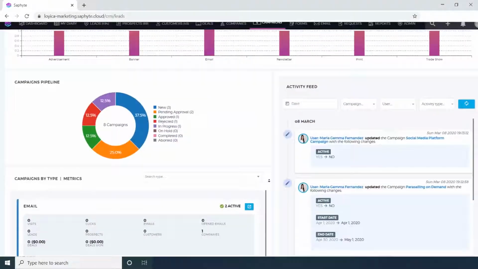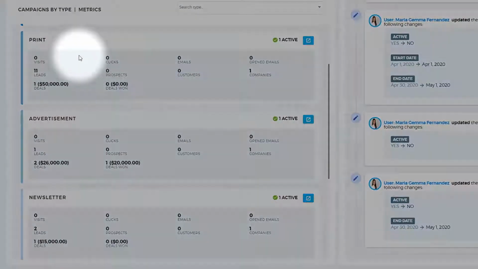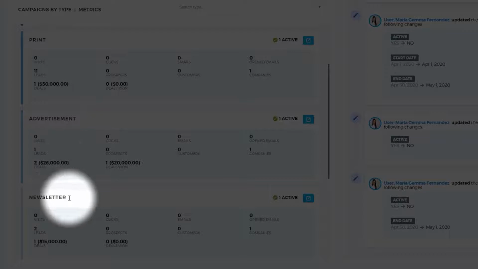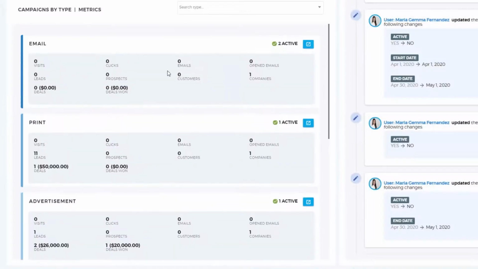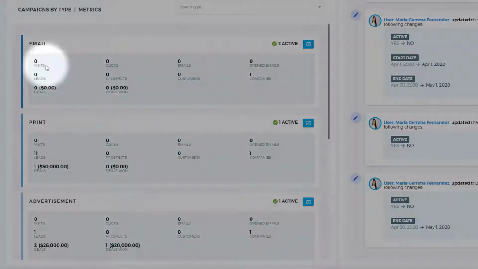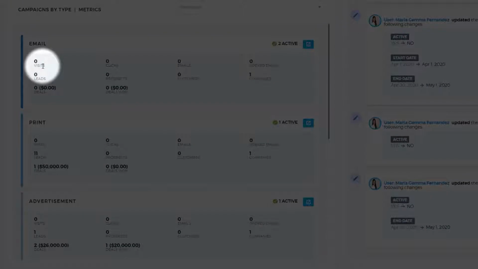The Campaigns by Type metrics shows the statistics of each metric to measure the marketing efforts of your marketing team. The number of times your content is viewed regardless if it was clicked or not. The number of clicks on the content gathered per individual user. The total email sent for a specific metric. The total email viewed unique per user.